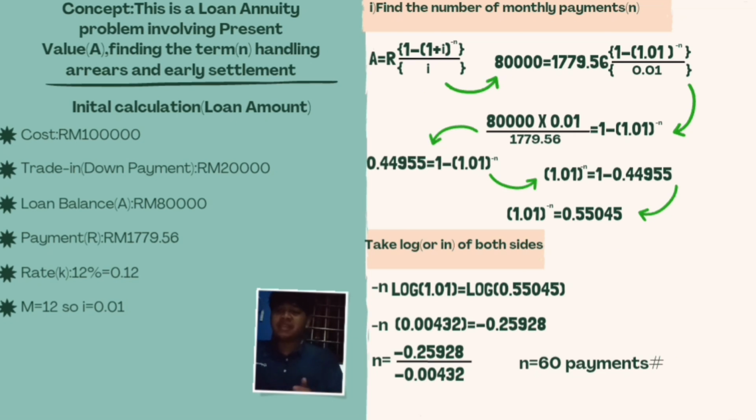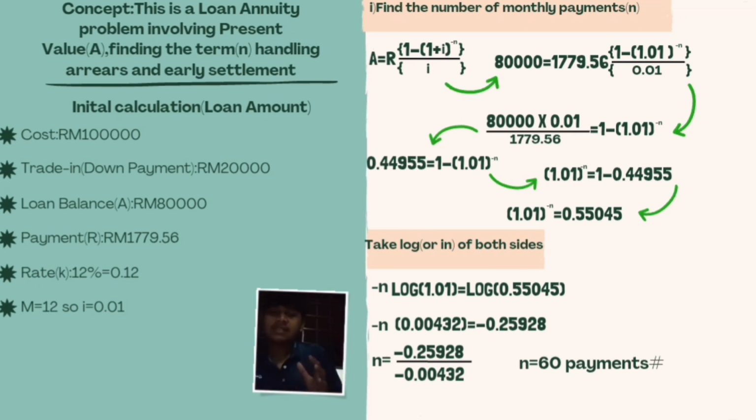So the first question, we need to find the number of monthly payments, which is N. We will use the present value of annuity formula, as we know the loan amount, which is A. The formula is A equals R times (1 minus (1 plus I) to the power negative N) divided by I. Applying the information from the question, we get 80,000 equals 1779.56 times (1 minus 1.01 to the power negative N) divided by 0.01.